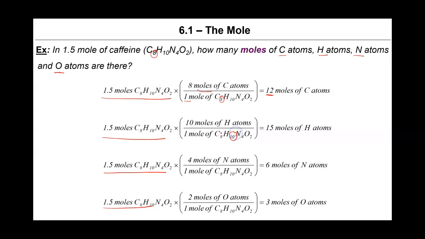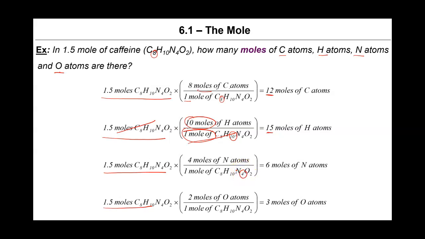According to my formula, there are 10 moles of hydrogen atoms for every 1 mole of caffeine. So using this conversion factor, moles of caffeine gets cancelled and moles of hydrogen atoms remains, and this tells me 1.5 times 10 gives me 15 moles of hydrogen atoms, and so on and so forth.